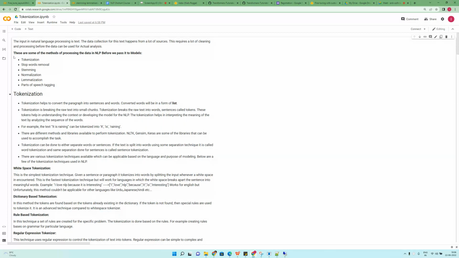Okay, we'll get started. So today we'll talk about three topics. One is tokenization, stopwords, lemmatization, and stemming related to NLP. So what are they? How are they useful in case of NLP problems?